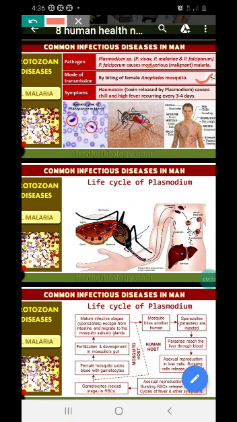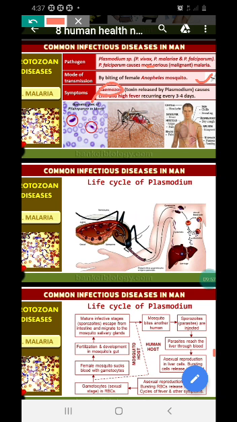And what are the common symptoms of malaria? High fever, recurrent fever. That is, after every 48 hours or every 72 hours we get fever, recurrent fever, which is caused because of the release of a toxin by the Plasmodium, which is called hemozoin. What is the name of the toxin? Hemozoin. Right.